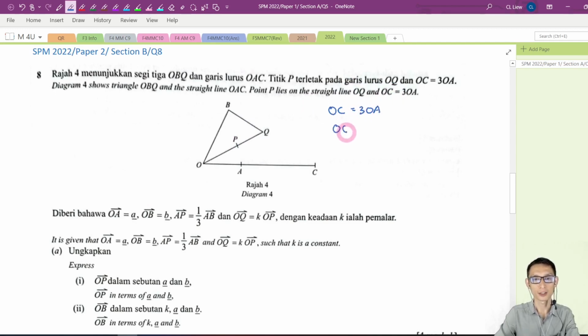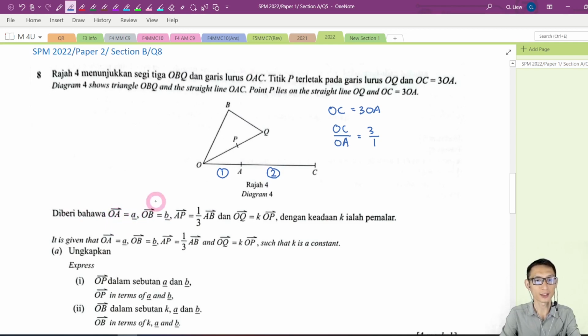So from here, let me arrange it this way, so that it is easier for you to determine the ratio of OC to OA. So from here, I know that OC is 3 parts, OA takes 1 part. So OC is 3 parts. This means that here is 2 parts.